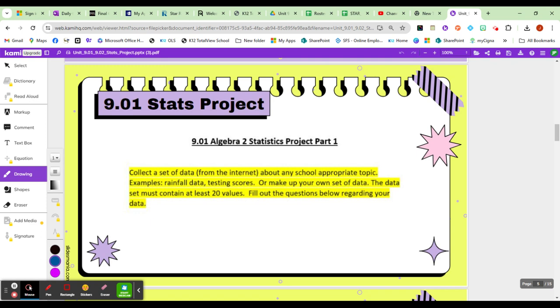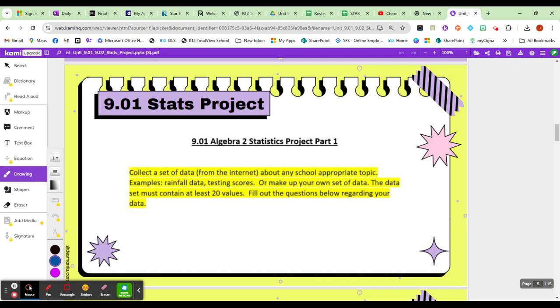I would suggest that when you're looking on the internet or when you're making up your 20 numbers that you think simple, because you're going to have to add these numbers and find the average of the numbers. So I probably wouldn't use numbers that are decimals. You can, but that's just going to make the project harder. And it's not asking you to make a difficult project. It's just asking you to pick 20 values.